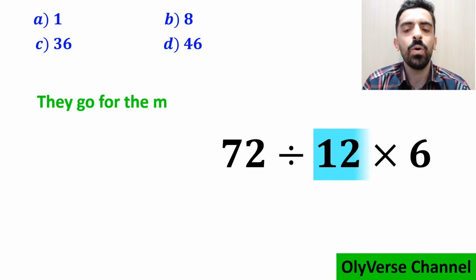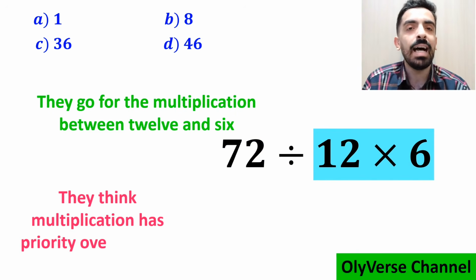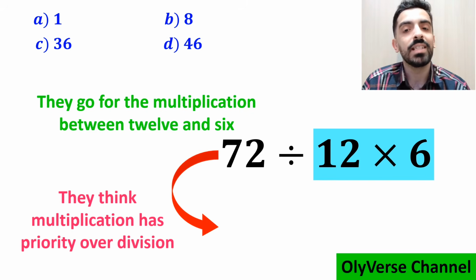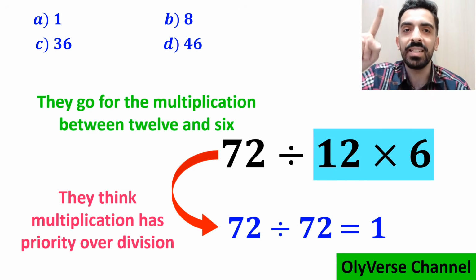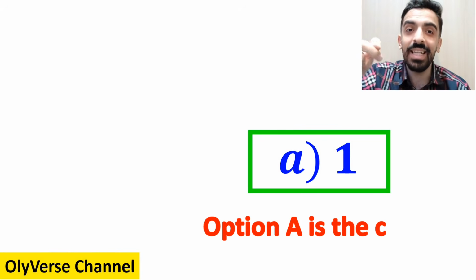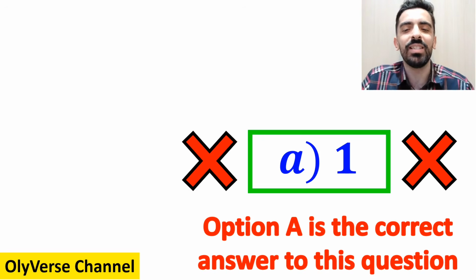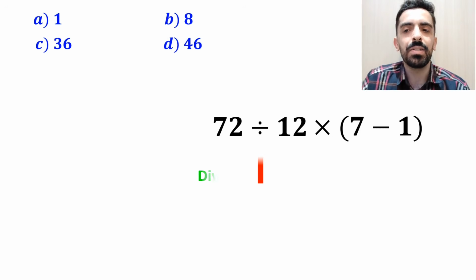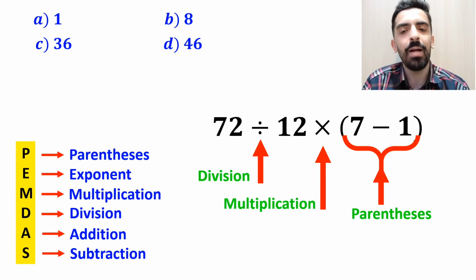In the next step, they go for the multiplication between 12 and 6 because they think multiplication has priority over division. So, this expression simplifies to 72 divided by 72, which finally gives them the answer 1. And immediately, they quickly say that option A is the correct answer to this question. However, it's not the correct answer to this question. As you can see on the screen, in this expression, first we have a division sign, followed by a multiplication sign, and finally parentheses. To solve this question, we need to use the PEMDAS rule.